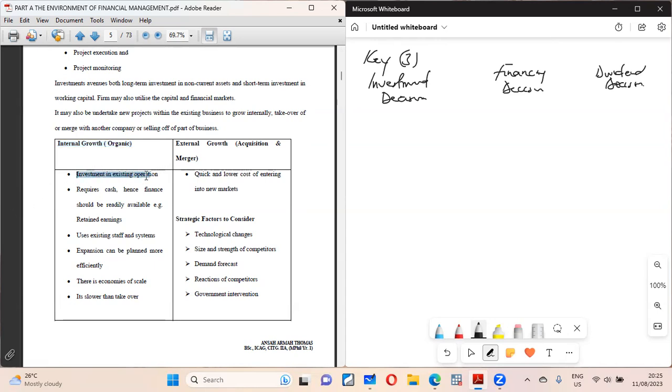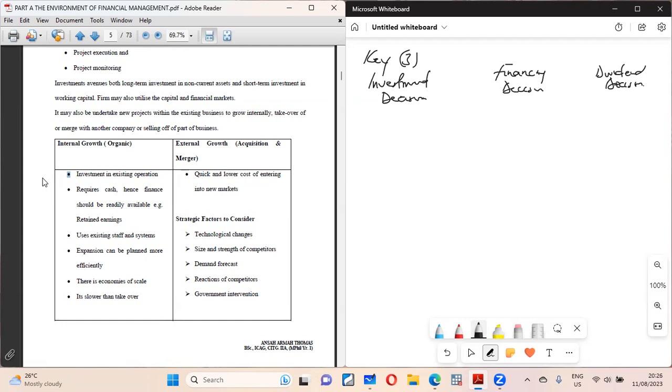So you can invest in existing operations. It requires cash, and hence finance should be readily available. That is the only cash you have readily available as a company. It's always your retained earnings. And you stand a chance of using your existing staff and your system to do that kind of expansion. And you get some economies of scale, but it is slow.